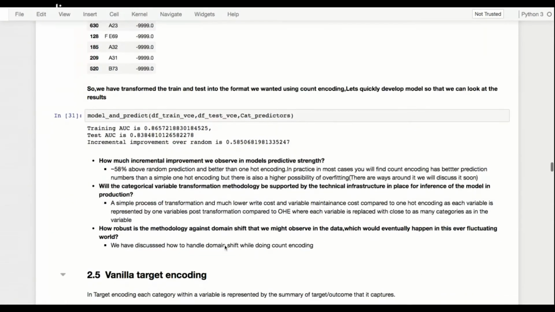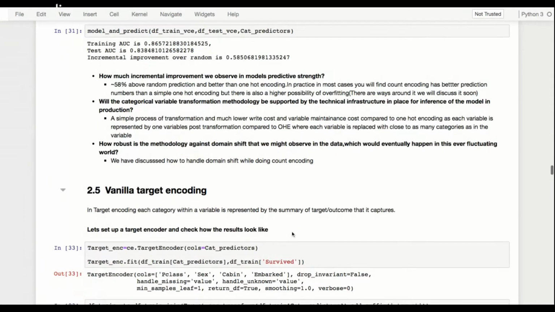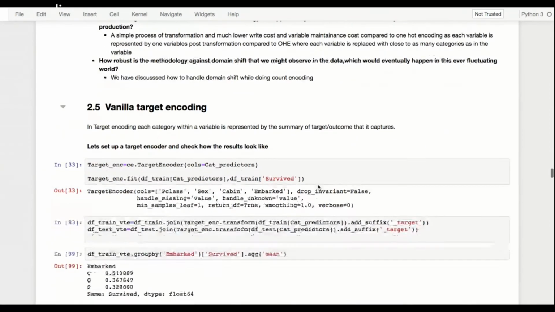So moving forward, what we observe is when we use count encoding, the prediction quality is much better than one-hot encoding. Again, in terms of using it for inference, it is much better and much easier to implement, because each variable is represented by one corresponding variable, so less compute and storage cost. And third, we already looked at how you might handle domain shift if it happens.